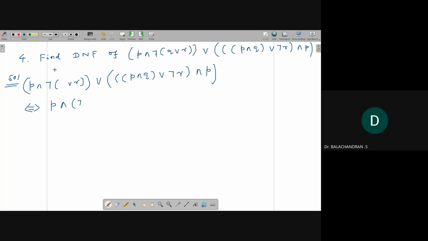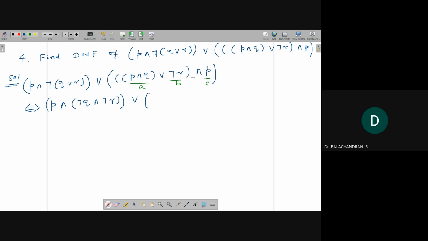So it should be Q. So negation of Q and negation R. Close this bracket. Okay, and then R. Now here I'll take this is A, this is A, this is B, this is C. So A or B and C, apply distributive.